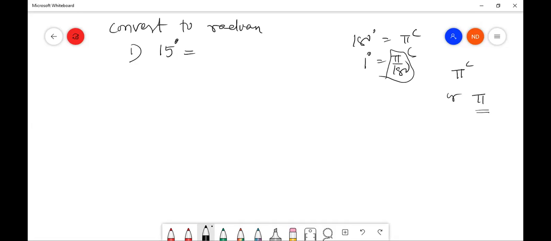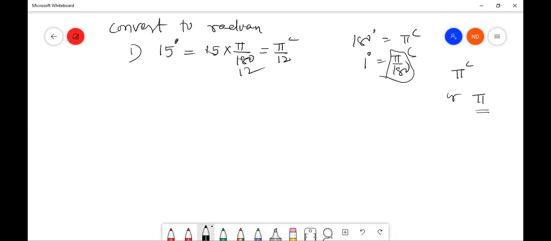15 degrees, 15 into pi upon 180. You can calculate this, so I think 12. Yes. So this is pi by 12 radian.